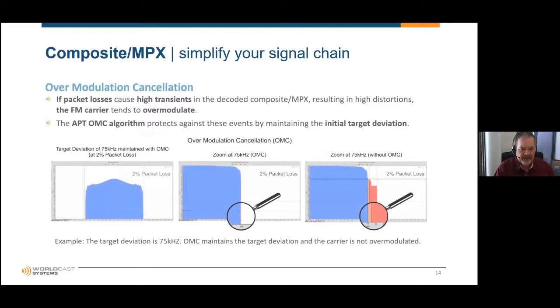And here's a little bit of analysis of what we're talking about. This is running at 2% packet loss, and you can see if you run 2% packet loss and you don't have some sort of overmodulation cancellation, then you've got some serious overmodulation. You're going beyond your envelope, which is not desirable in any case. With the overmodulation cancellation at 2% packet loss, you're still well within your envelope, and you've got no issues.